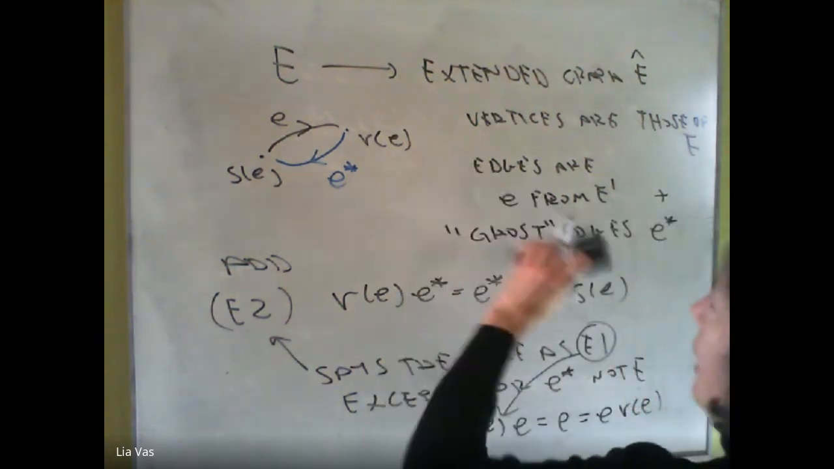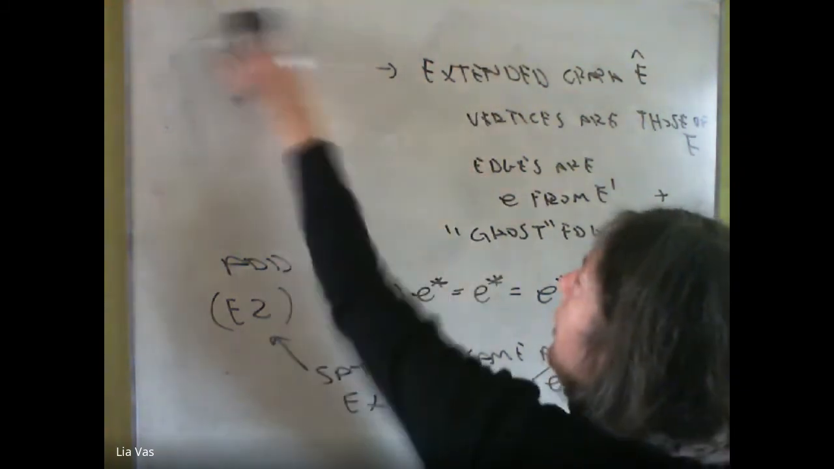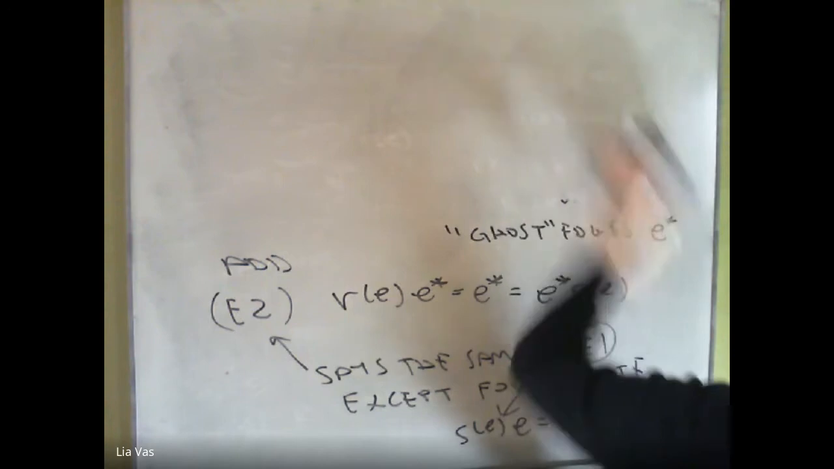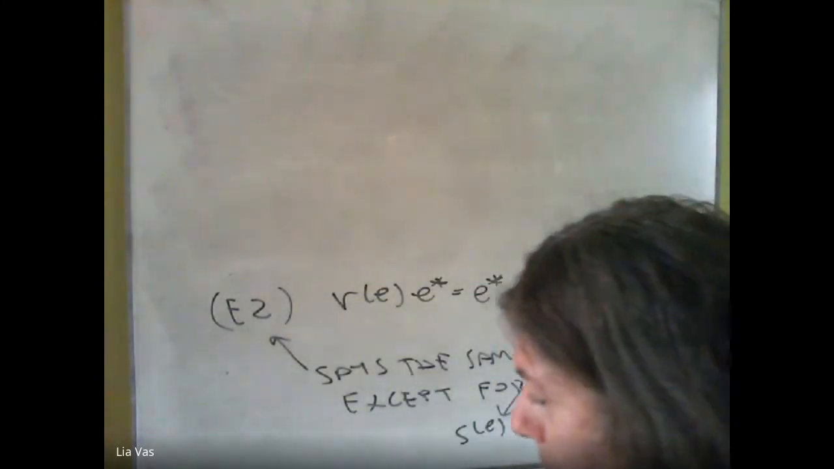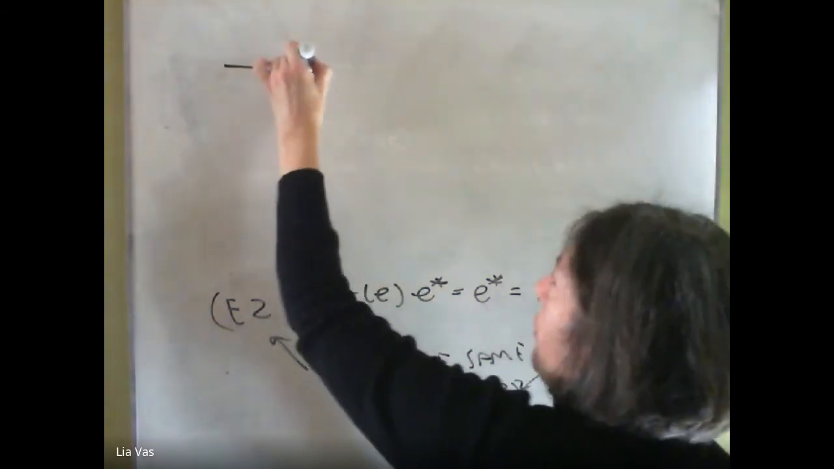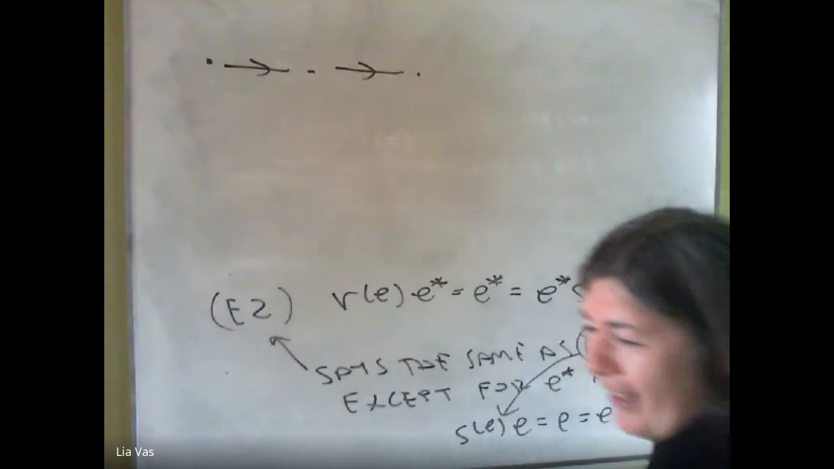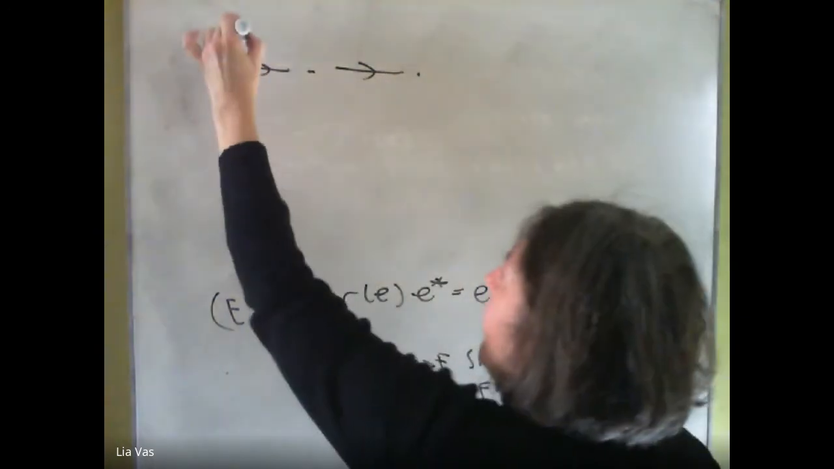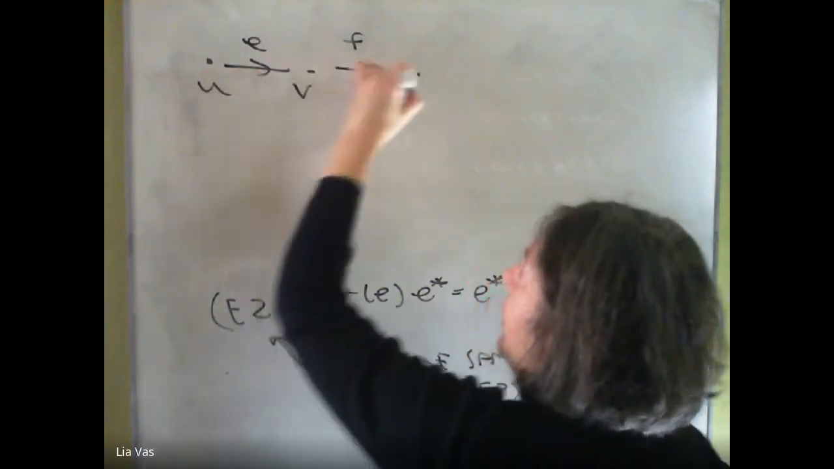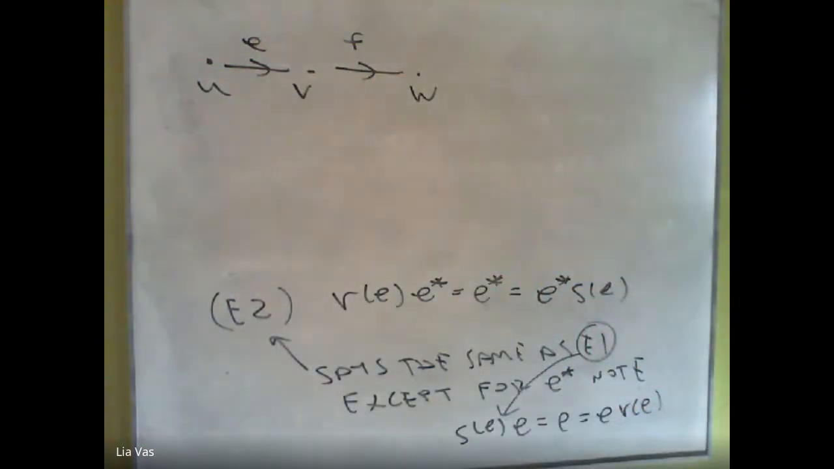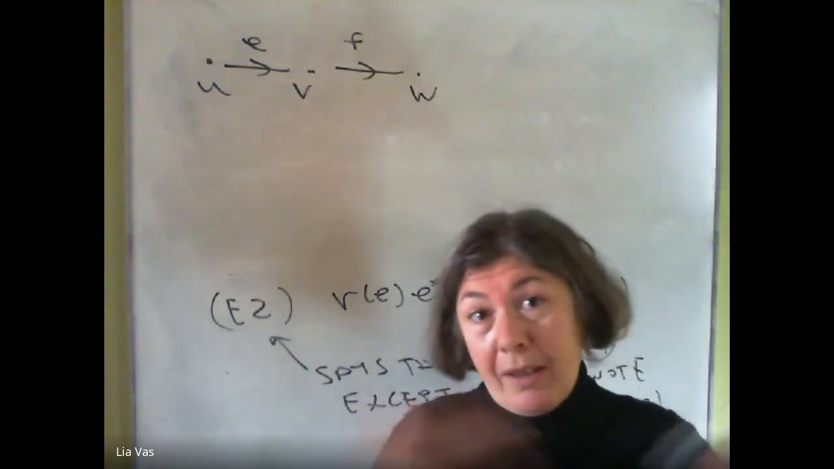So let's see what kind of products we have with these additions. Let's go back to our maybe favorite graph for this short course, because we keep going back to it. Let this be E and F, and let this be like U, V, and W. So let's talk about what kind of products we have here in a path algebra over this extended graph.